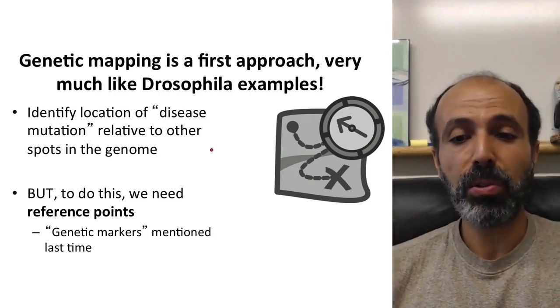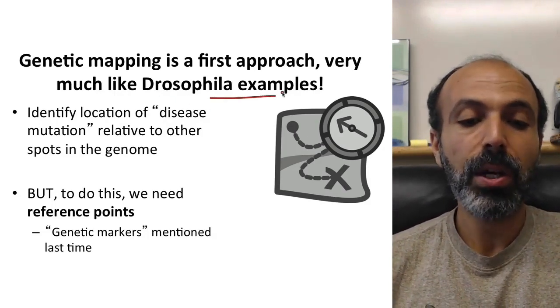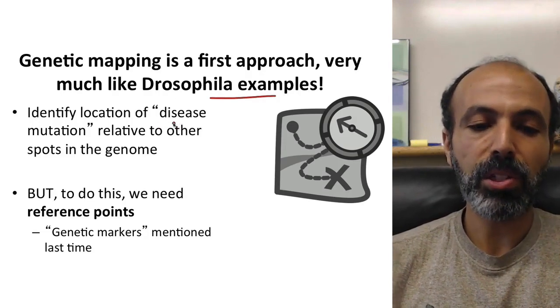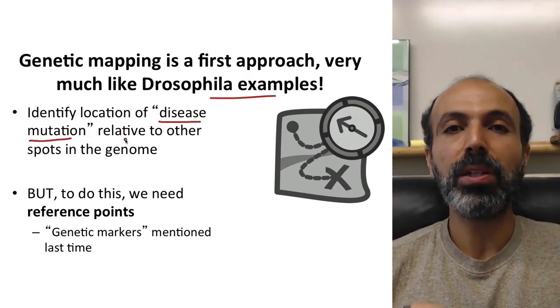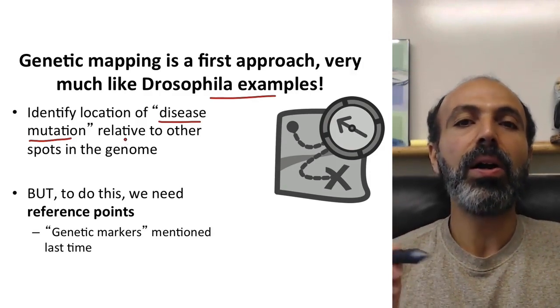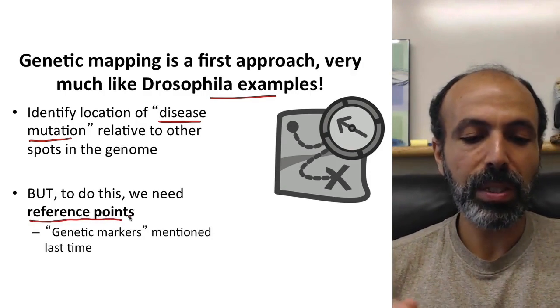And what's happening when you're doing genetic mapping, this is very much like what happened with our Drosophila examples from the previous lecture. We're identifying the location of disease mutations relative to other spots in the genome. These other spots are the genetic markers we talked about. So these are essentially reference points in the genome.